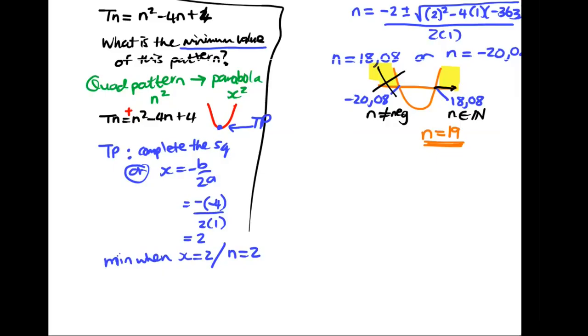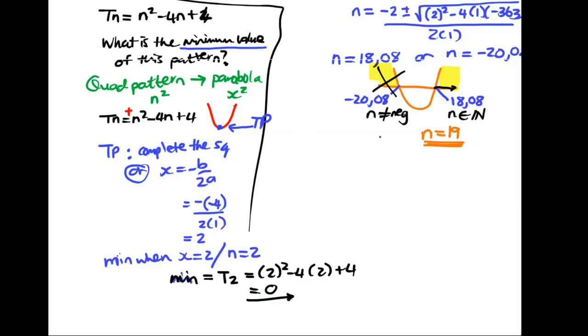And so what would our minimum be? Our minimum, let me just use a different color here. Our minimum would be T2. So 2 squared minus 4 times 2 plus 4. So that's 4 plus 4 is 8, minus 8, the minimum value of this pattern would be a 0. The minimum of this pattern would be a 0.